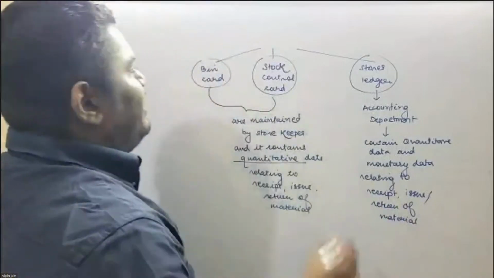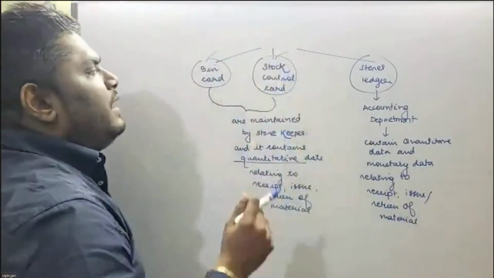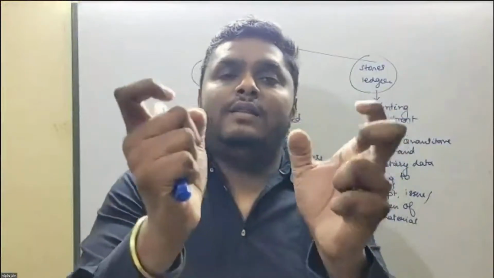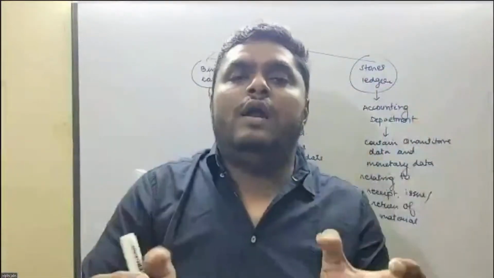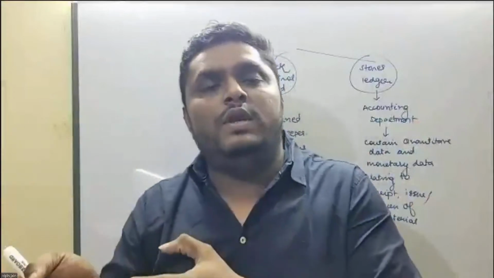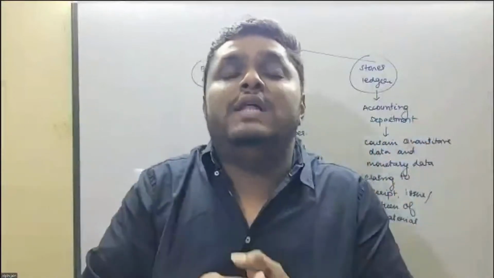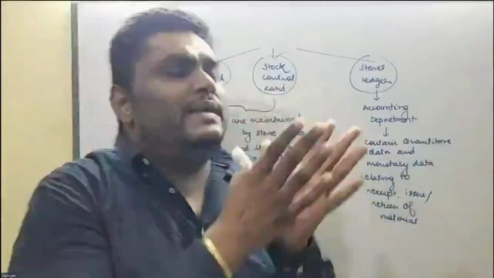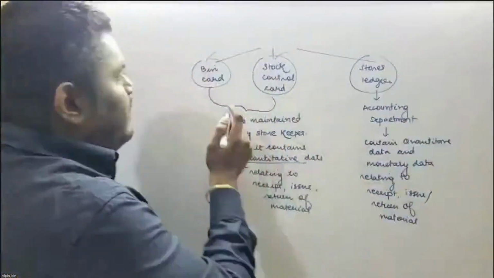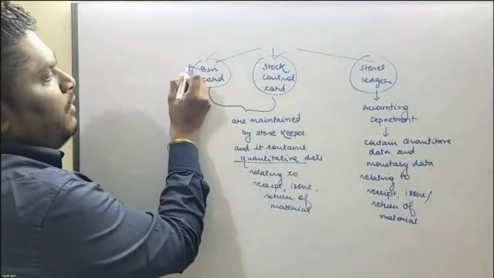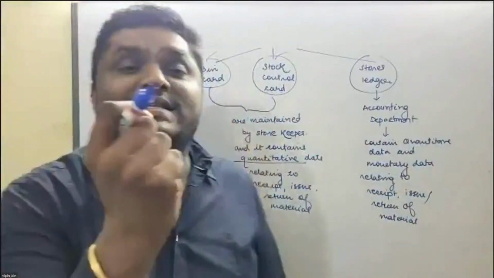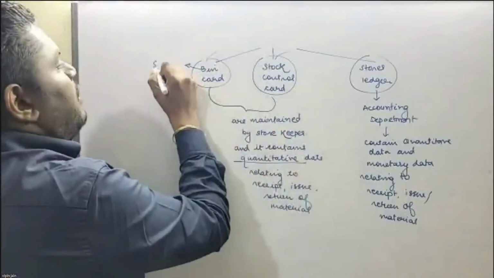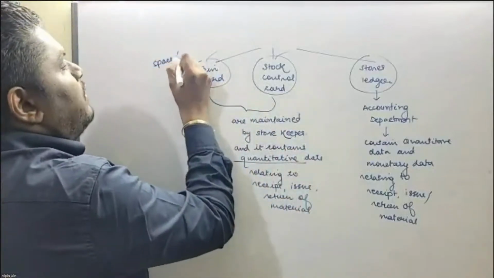Now the question is, the bin card and stock control card are both maintained only by the storekeeper, and further, they contain only the quantitative data. So what is the difference between the bin card and the stock control card? When talking about the bin card, a bin represents a particular space or a container.